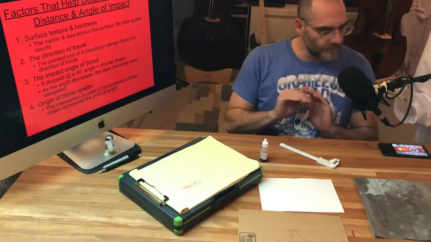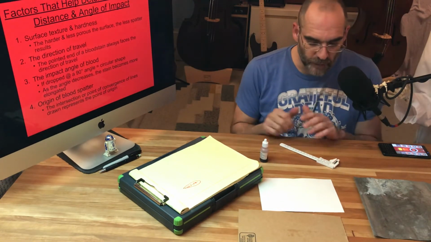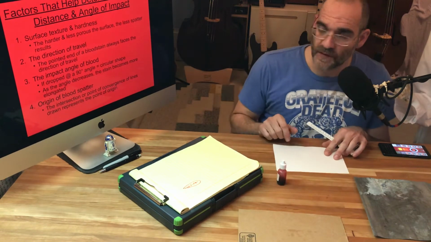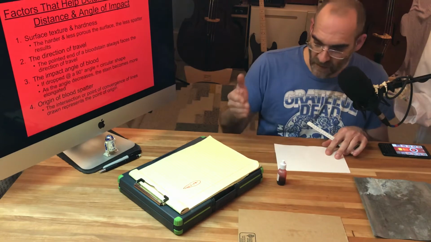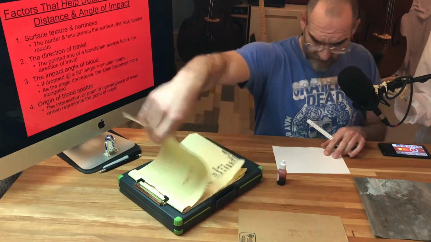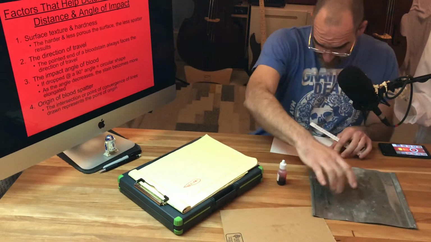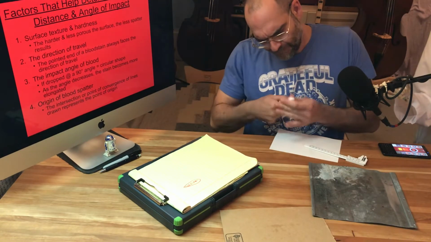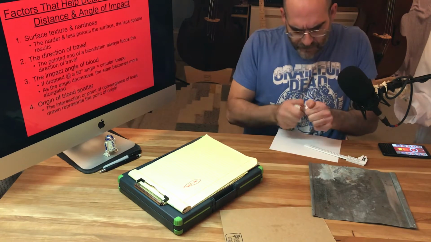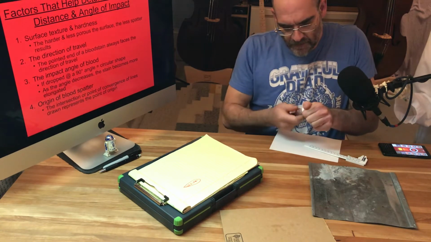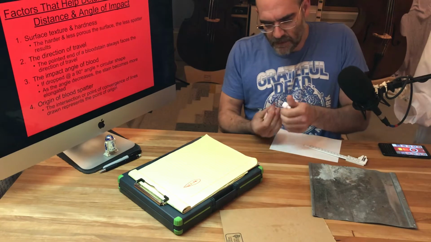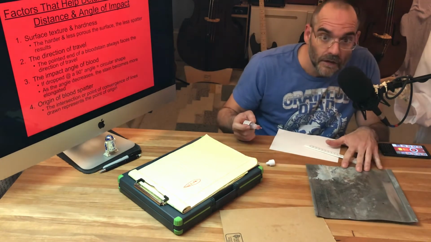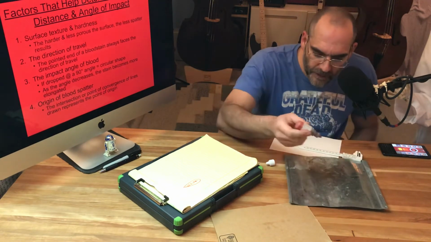So number one, very simple and straightforward: the harder and less porous the surface, the less spatter will result. So if you use a hard substance like our good old piece of tin here, okay, hopefully you guys can see this all right.